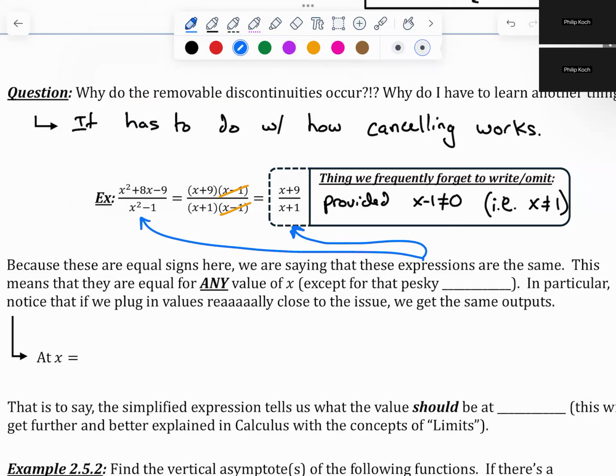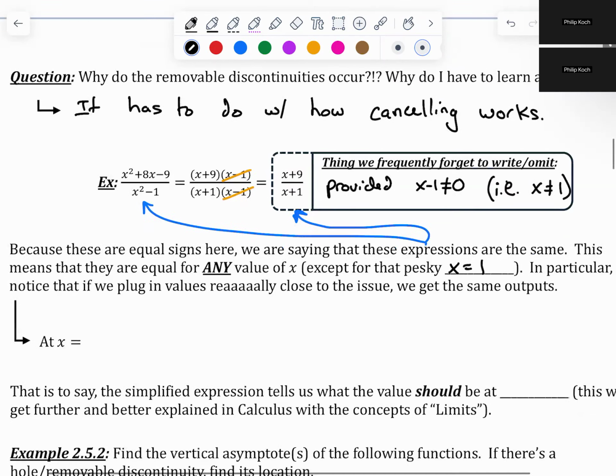But they're only equal up to a point. This means that for any value of x, except for that pesky x equals 1, they're the same. You plug in 5 into both of those expressions, I guarantee you'll get the same number. You plug in 0 into both those expressions, you'll get the same number. You plug in pi into both expressions, you will get the exact same number. So in particular, if we plug in values really, really close to that pesky value, we get the same outputs. We get the same number.